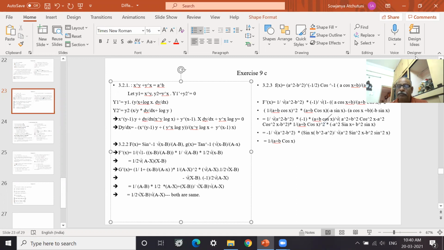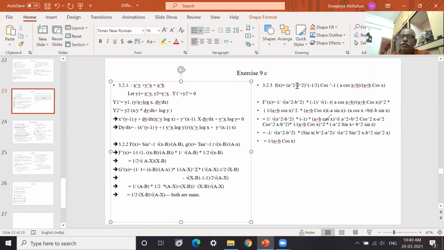Another problem, 3.2.3. If x square is this, whole to the power of minus half means 1 by root. Minus half means what? 1 by root of a square minus b square. A square and b square is a constant, so this constant will remain the same. So cos inverse this. What is the derivative of cos inverse? Minus 1 by square root of 1 minus x square.